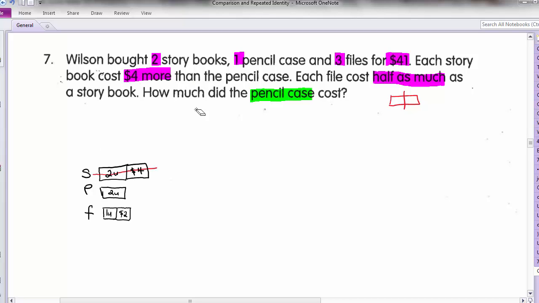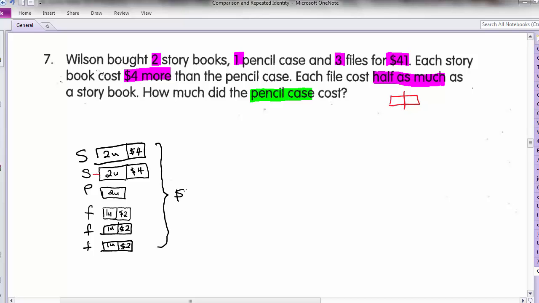Okay, so now let me duplicate. How many storybooks do I have? I have 2 storybooks. So let's draw twice of it. So same thing, 2 units plus $4. 1 pencil case is here already. I got 3 files. So 1, 2, 3 files. So same thing. 1 unit, $2. 1 unit, $2. Okay. All in all, they cost $41.